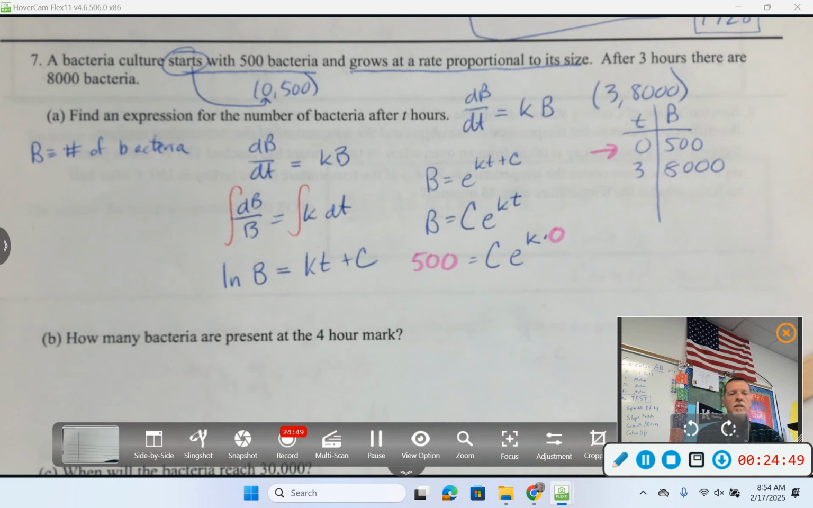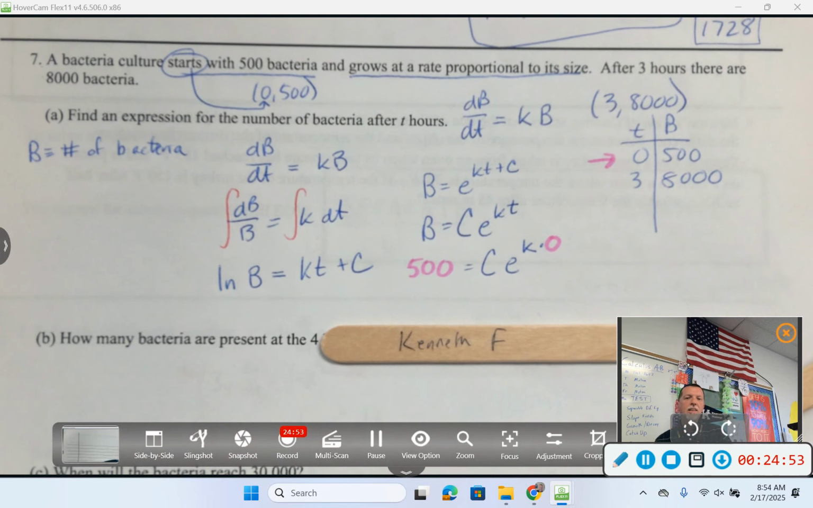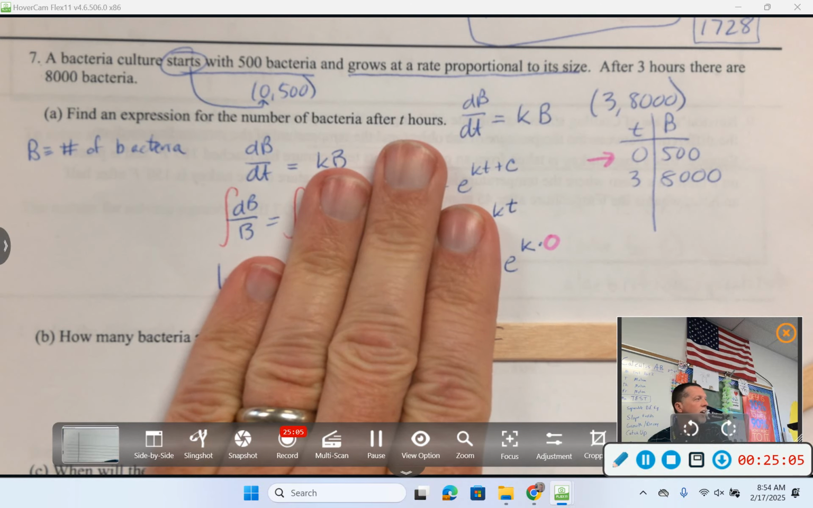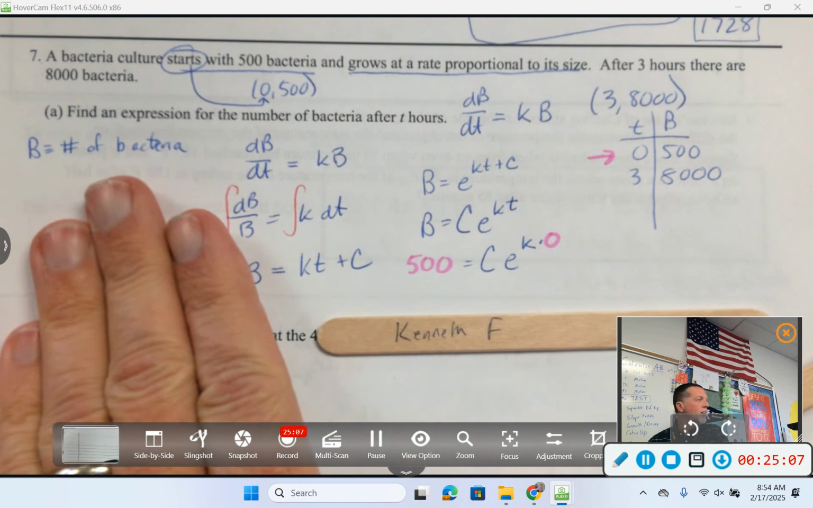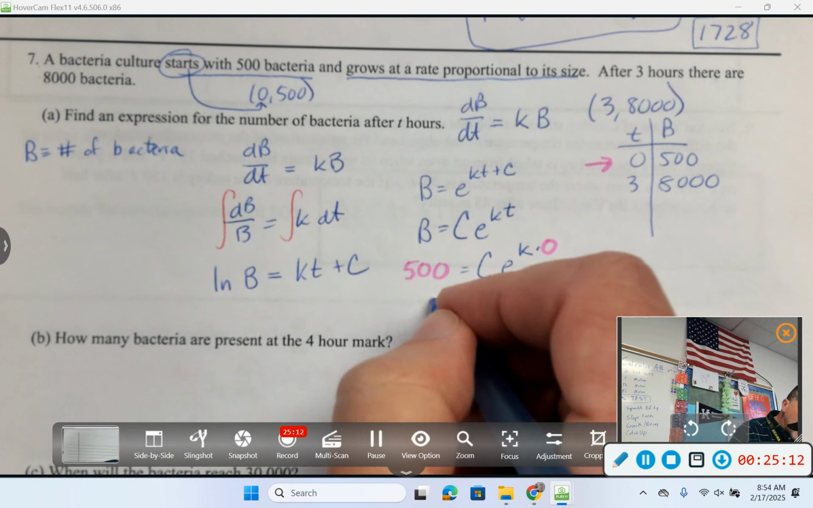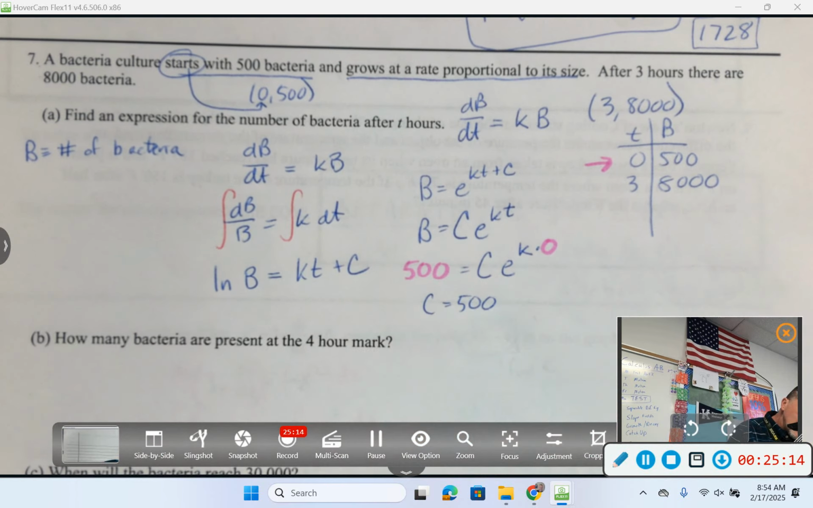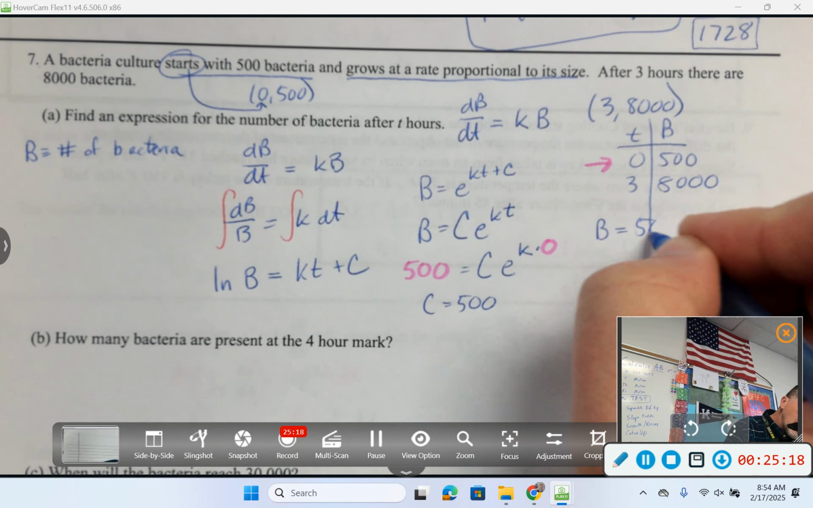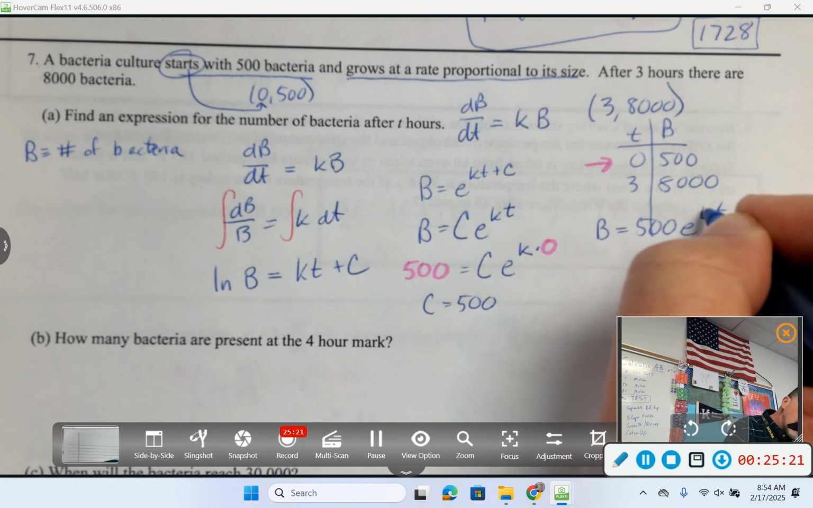Well, I'd say that's a great choice, because what does C equal? Let's back up. What's e to the 0? 1. So what does C equal? 500. We like it when they give us a 0 point because that makes life really easy. So C is 500. So B is 500 e to the KT.